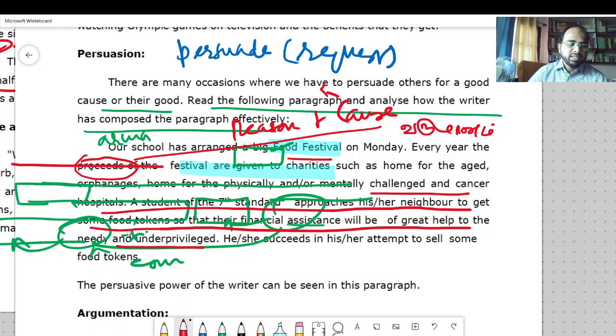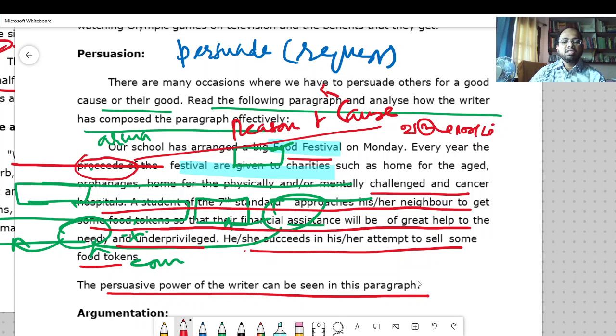So by some mistake these lines are popping up, it's a fault of that particular computer which is becoming very slow when I continue the classes. She succeeds in her attempt to sell some food tokens. The persuasive power of the writer can be seen in this paragraph.